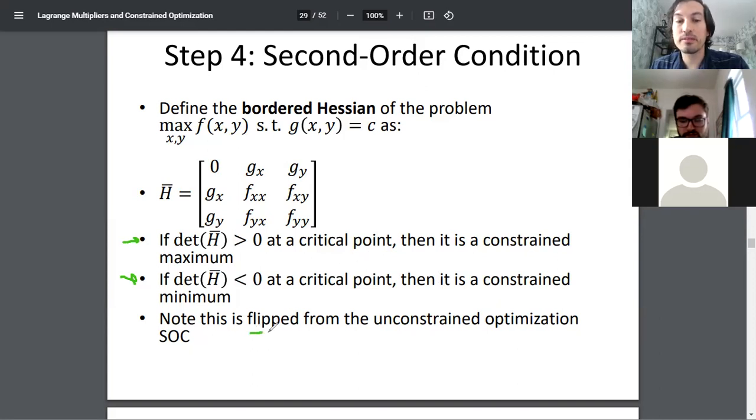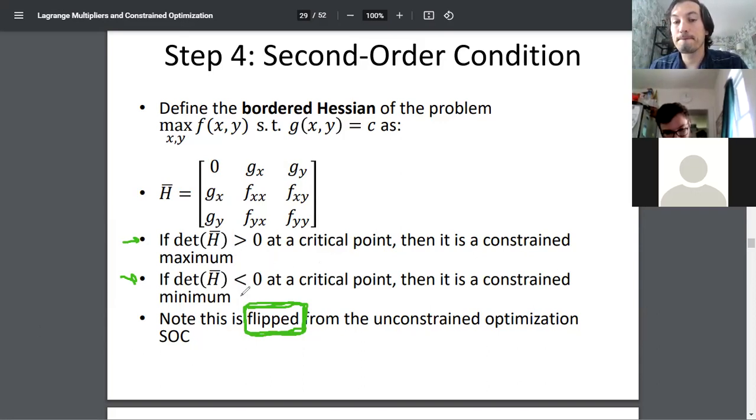Note that this is flipped. Don't get confused here. This is flipped. It's like backwards from what I've been telling you from the unconstrained optimization SOC. These guys are jerks. Whoever invented math, they're trying to confuse you by flipping which one is positive and which one is negative for the min or max. I have to say they're not jerks. They didn't do this to confuse you. This is just the nature of the universe dictating the second order conditions for these types of problems. It wasn't anybody scheming somewhere when they wrote a textbook.